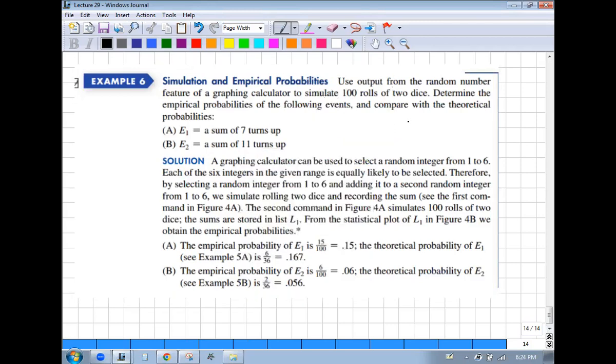We're going to use a random number feature. There's no such thing as a true random number on a computer. Computers are unable to be completely random unless you use a quantum computer. All right, determine the empirical probabilities of the following events and compare with the theoretical probabilities.